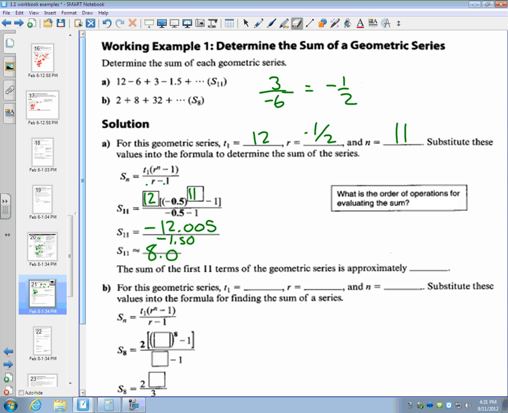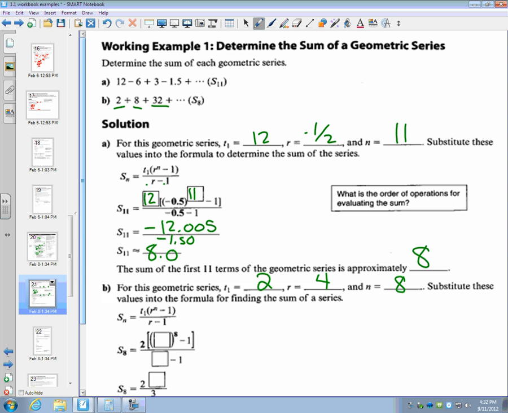Is approximately 8. For this geometric series for B, 2, 8, 32. Okay, so term 1 is 2. The rate, remember, we take any term and divide it by the term before it. I'm going to go 8 divided by 2. 8 divided by 2 is 4. So my rate is 4, and my number of terms is 8.